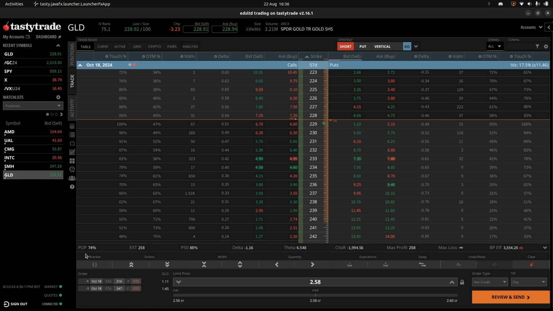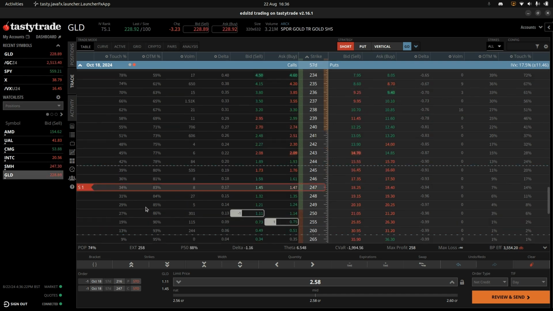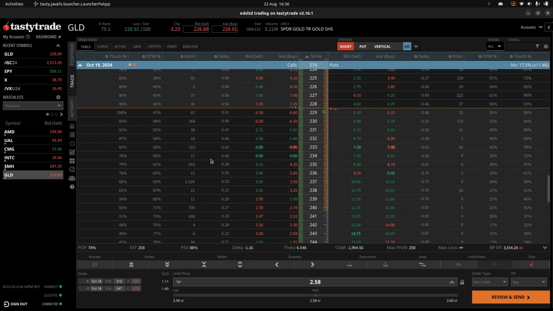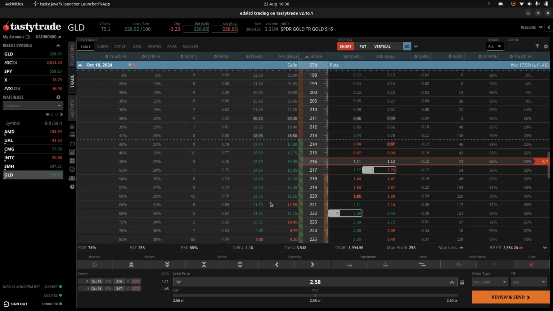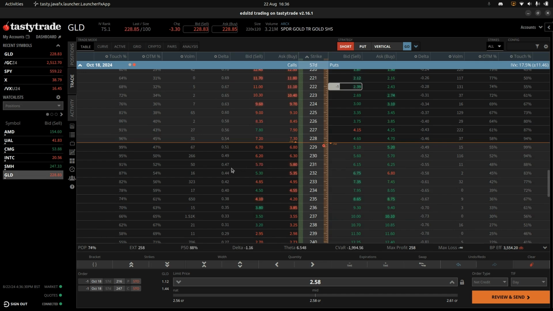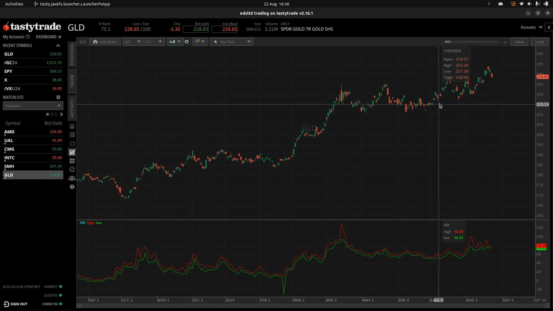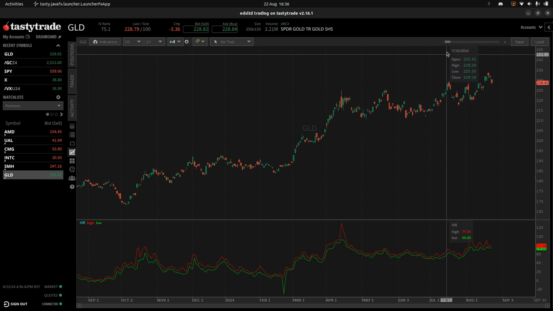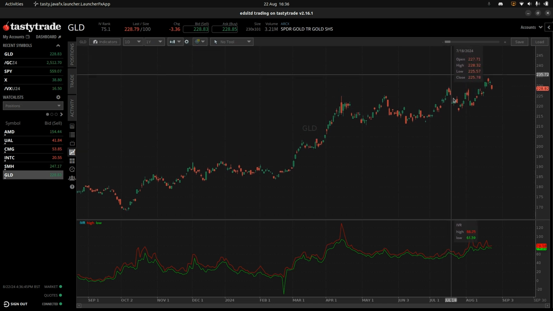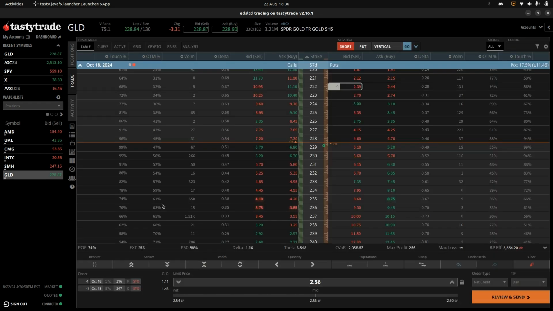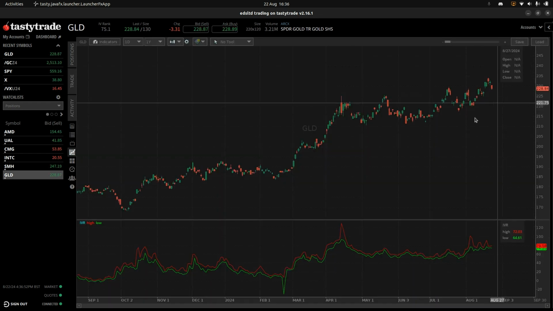Okay, so what does that actually mean? What are we doing? Basically, it means that we don't want price to go above 247 and we don't want price to go below 216. We've created a range, right? 216 and 247. If you go into the chart, 216 is about here and 247 is somewhere just above there. So 216 and 247.